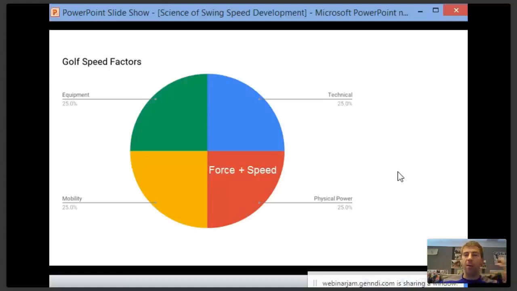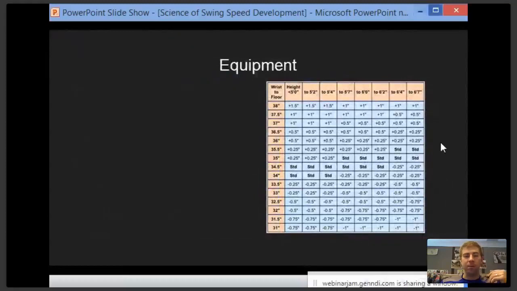But so when you're thinking about where can I improve my club head speed, there are four potential areas that you can look at. One would be, is your equipment fit? Two would be technique. Three would be, how's your mobility? And four would be, how's your overall ability to produce power? So let's dig into each of those.